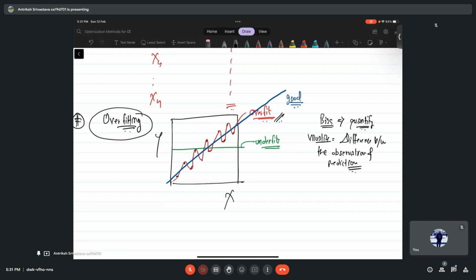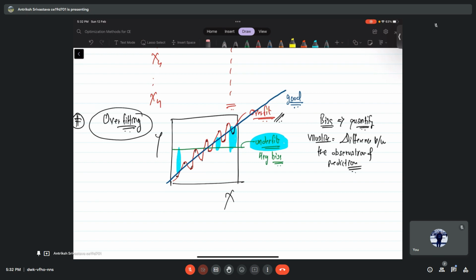So what do we see here? This underfit model is having very high difference between the observation and prediction, right? So it is having high bias. We'll come to the variance. Let's talk about the bias for the overfit.